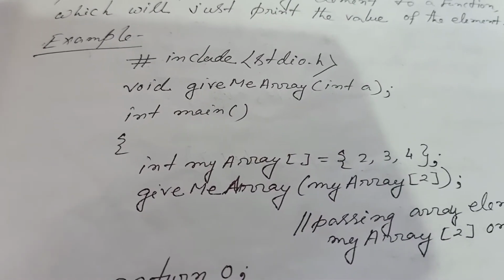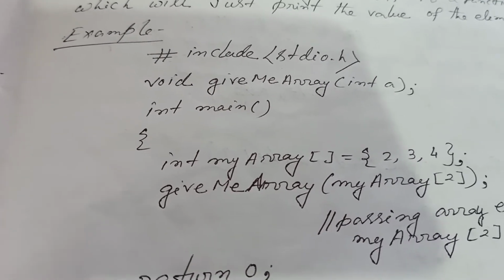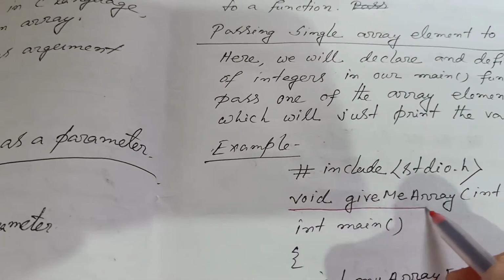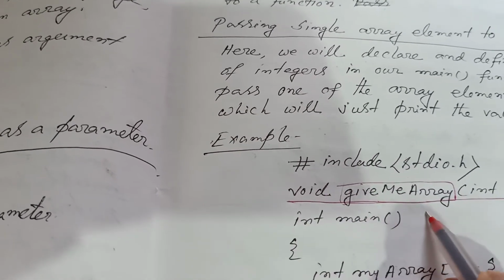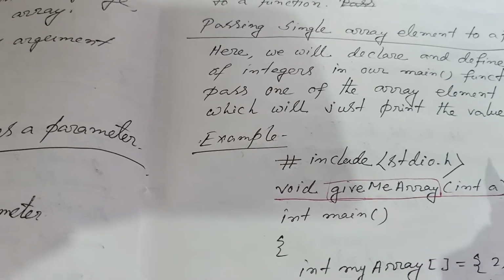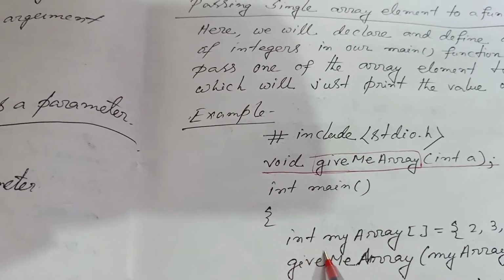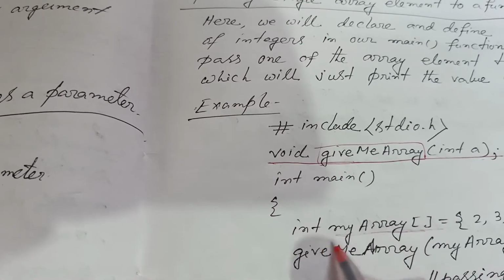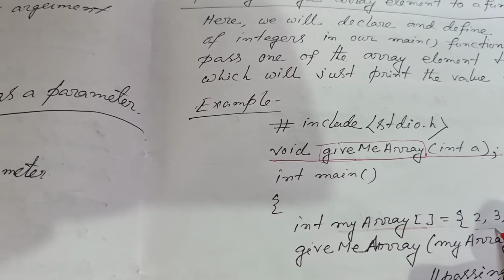In the example, it starts with #include <stdio.h>, void giveMeArray. So giveMeArray is the function name. Within the brackets, int a is an argument. Let's define the main function. Here int myArray[], size is not mentioned here. This is the array, myArray is the array name. Within the second bracket 2, 3, 4.